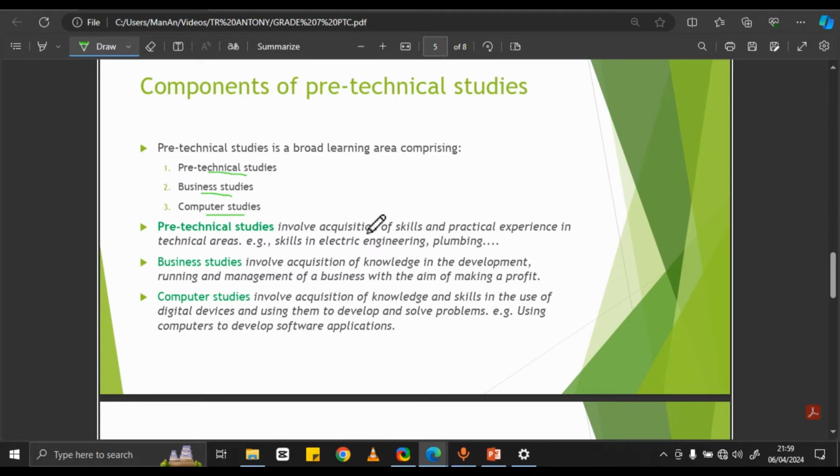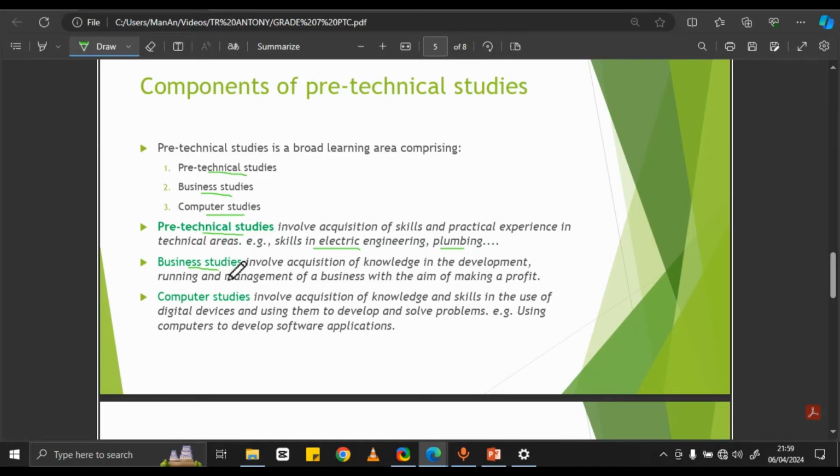Pre-technical studies involve the acquisition of skills and practical experience in technical areas. For example, when you get skills in electrical engineering, those are technical studies, okay? When you get skills and experience in plumbing, that's technical studies. So some of the components of pre-technical studies include the technical studies or the pre-technical studies.